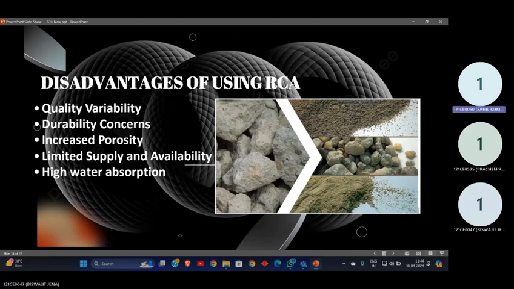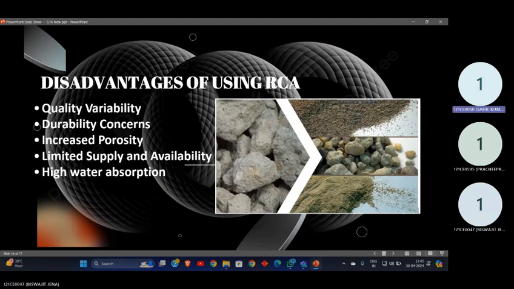Now let's talk about disadvantages of using RCA. First is variable quality. Recycled aggregate can vary significantly in quality depending on the source and processing methods. Inconsistent properties may lead to variation in strength, durability, and workability of the concrete, potentially affecting overall performance and longevity of the structure.